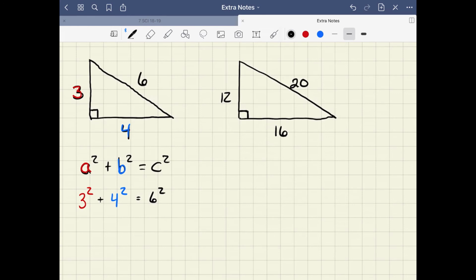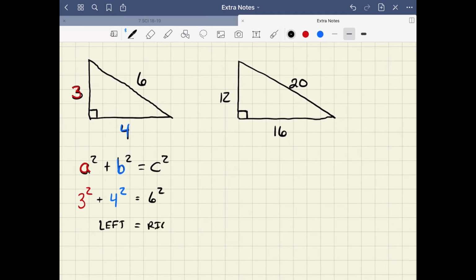Now, if we do the math for this, and it ends up that the left side equals the right side, so again, left equals right, then we know that this is indeed a right triangle. If the left does not equal the right, then we know this is not a right triangle. Okay, so we want to make sure that we're using the Pythagorean theorem to mathematically determine whether or not these three measurements will form a right triangle. So let's go ahead and continue here.